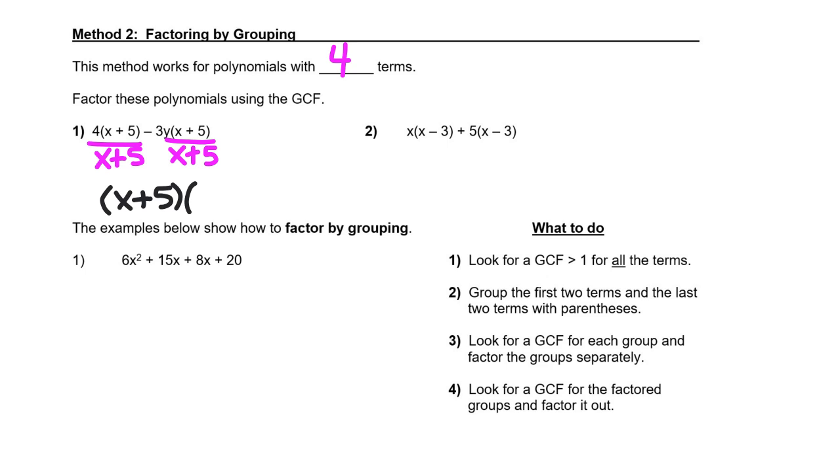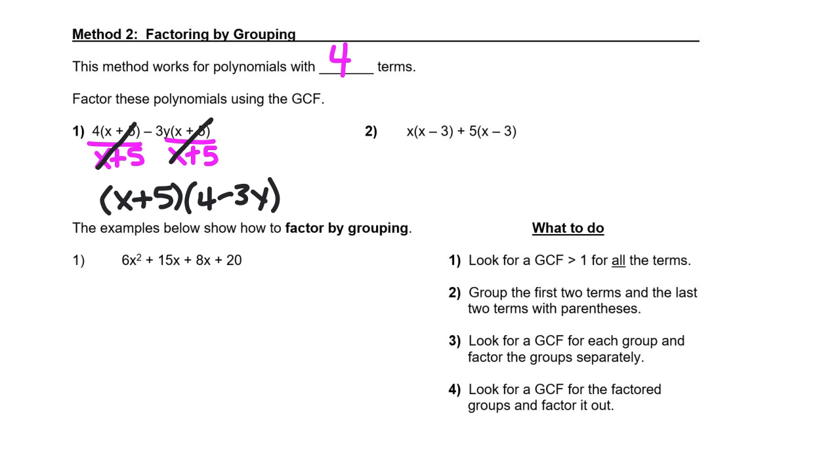So as you can see, the x plus 5 cancels when we divide. And all that we would have left are the coefficients that were in front of the parentheses. So the 4 and negative 3y. Those two terms make up our second factor. So this would be our answer for number 1.